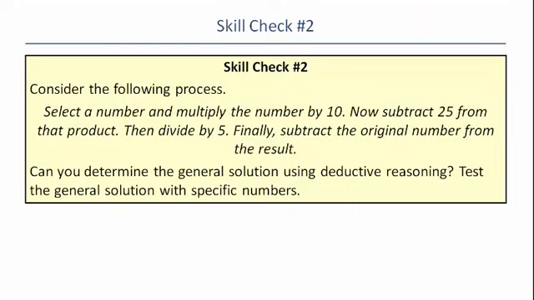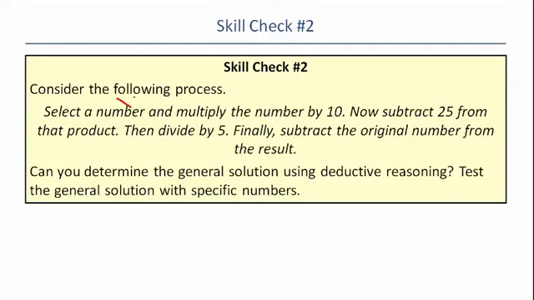All right, last but not least, we can look at another example. Consider the following process where we select a number, multiply that number by 10. Now subtract 25 from that product, then divide by 5. Finally, subtract the original number from the result. Can you determine the general solution using deductive reasoning? Well, it just goes back to that same translation, doing the math.